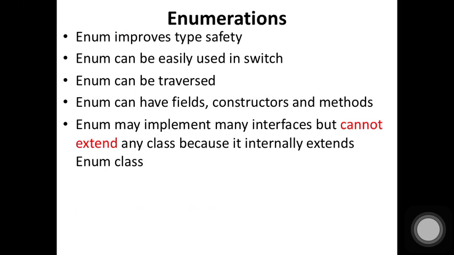We can use enums to improve type safety, and they can be easily used in switch and traversed based on the values, and we can have fields, constructors and methods. An enum may implement many interfaces but cannot extend a class. Why? Because an enum is a class here, and it internally extends the Enum class.